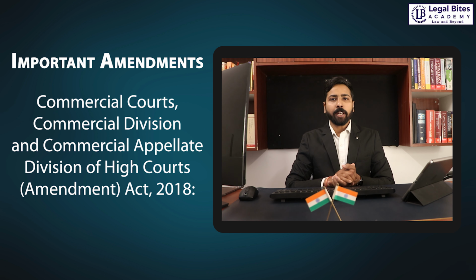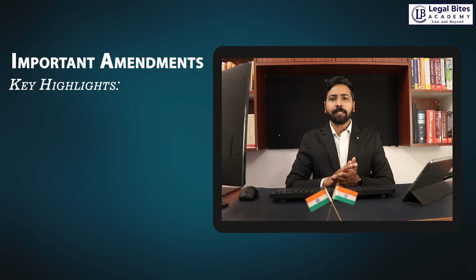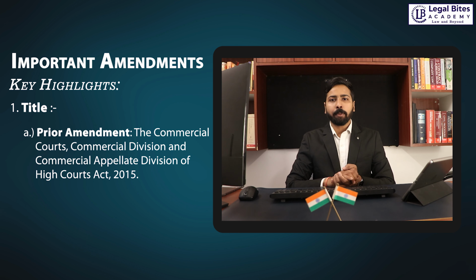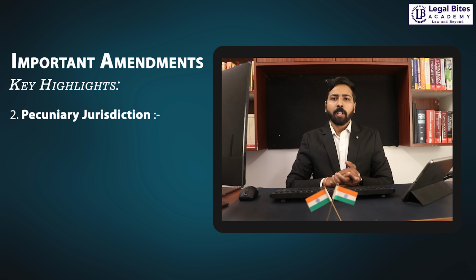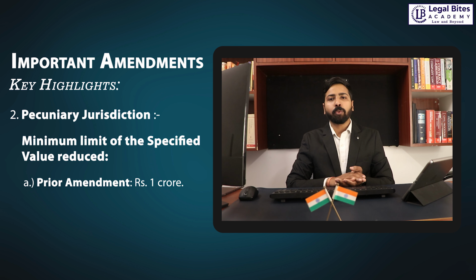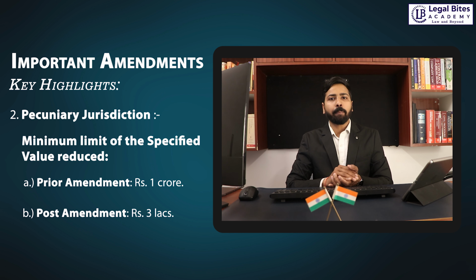Let us now look at the other major amendments. The Commercial Courts, Commercial Division and Commercial Appellate Division of High Courts Amendment Act 2018 was a very major amendment. We'll discuss the key highlights only. The first one is with regards to the title. The title of this act prior to the amendment was the Commercial Courts, Commercial Division and Commercial Appellate Division of High Courts Act 2015. After this amendment, the act is called the Commercial Courts Act 2015 as we call it presently. The second major amendment was with regards to the pecuniary jurisdiction. The minimum limit of the specified value prior to the amendment was rupees 1 crore and post amendment it stands at rupees 3 lakhs. This is a very major development as this has increased accessibility and also enhanced the jurisdiction.